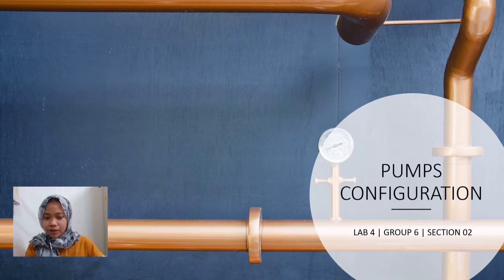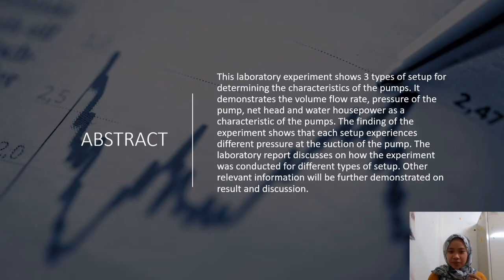My metric number is MA18264. I will present Lab 4, pump configuration, for Chapter 1. This laboratory experiment shows three types of setup for determining the characteristics of the pumps. It demonstrates the volume flow rate, pressure of the pump, net head and water horsepower as characteristics of the pumps.